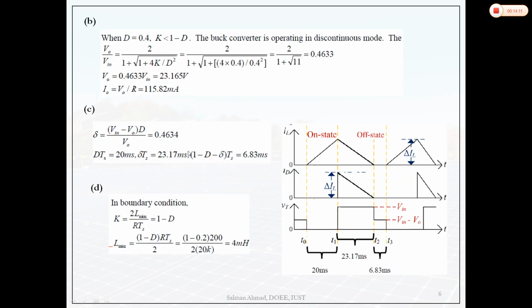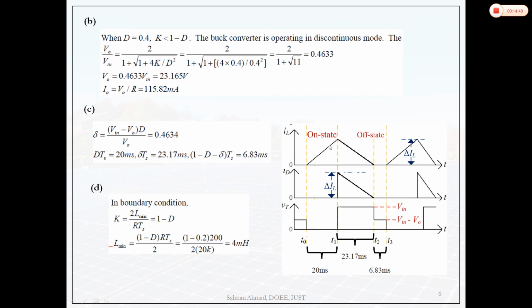You can see that K is given by 2L upon R TS. If it becomes equal to 1 minus D, we get the boundary condition. If we select an inductance more than that L minimum value, then the conduction will be in continuous conduction mode. So we can substitute L minimum here and find 1 minus D times R TS upon 2. D is given as 0.2 and all other parameters are given in the problem. Substituting those values, we get the L minimum value to be 4 millihenry.